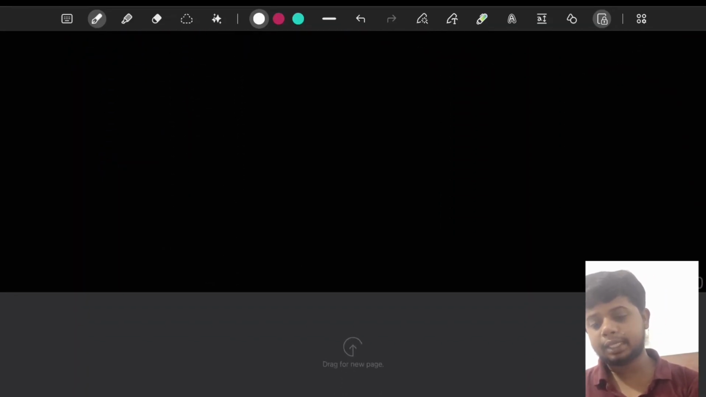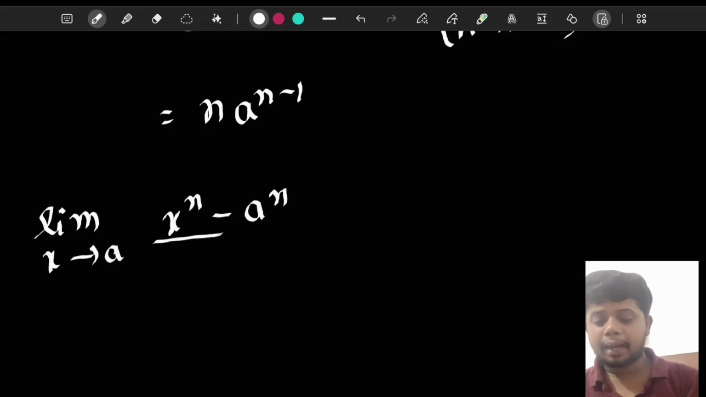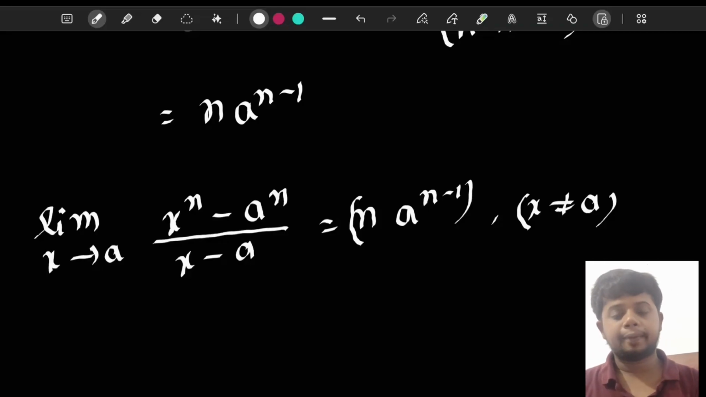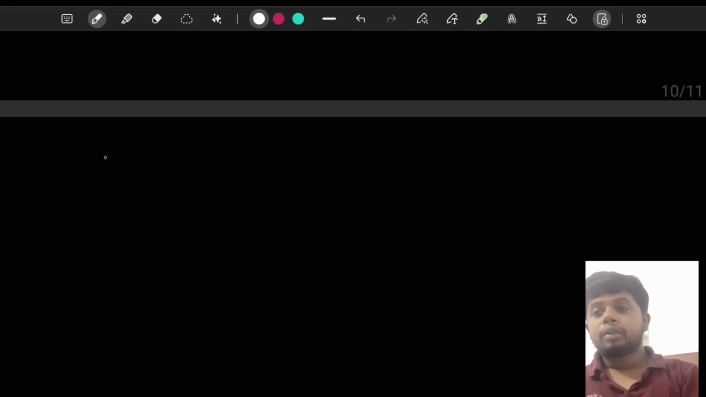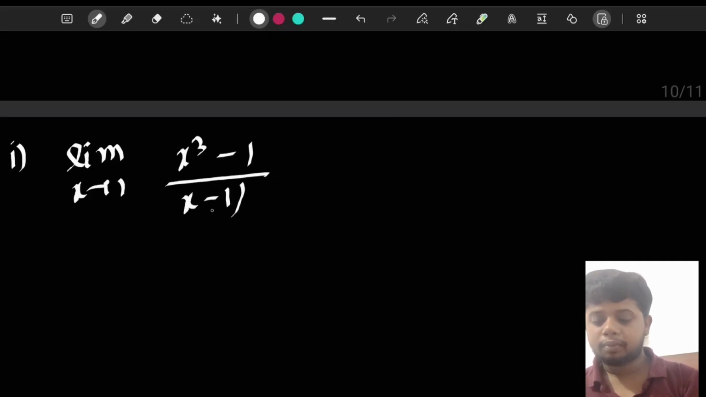So if that is the case, we have derived that limit x tending to a, x power n minus a power n by x minus a, is nothing but n a power n minus 1, where x is not equal to a. Now let's apply it to the question: limit x tending to 1, x cube minus 1 by x minus 1. What is the answer?